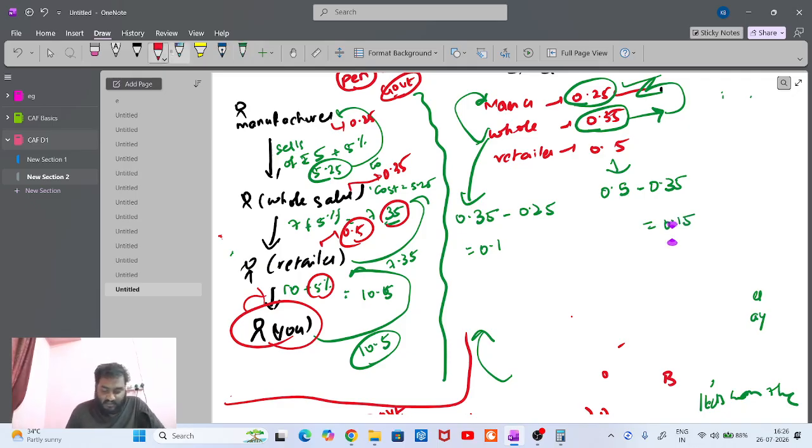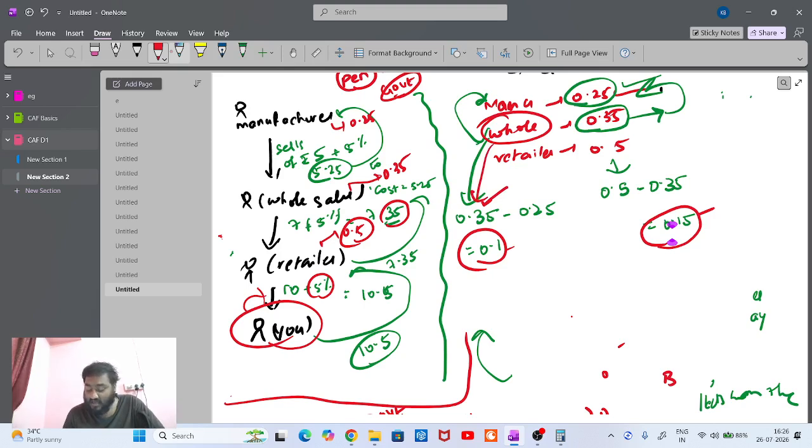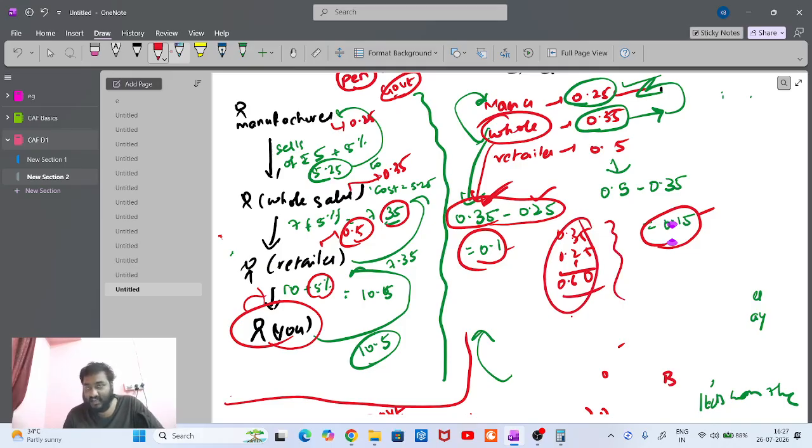So this is what the government is going to recover ultimately. Think in the wholesaler's perspective: you paid 25 paise, and you collect from the customer and pay 35 paise. Okay, don't you find this odd? Because 0.35 plus 0.25, how much is this? 0.6 is the GST. So this is called the cascading effect.